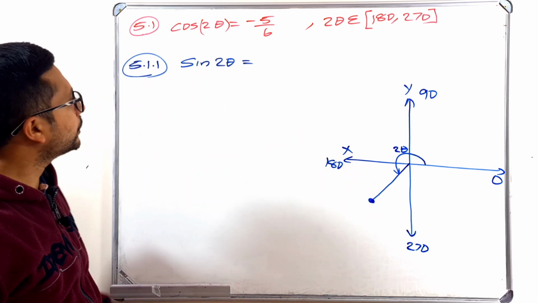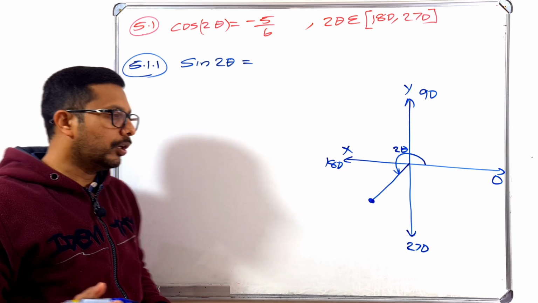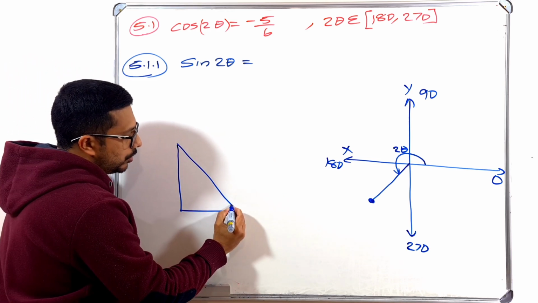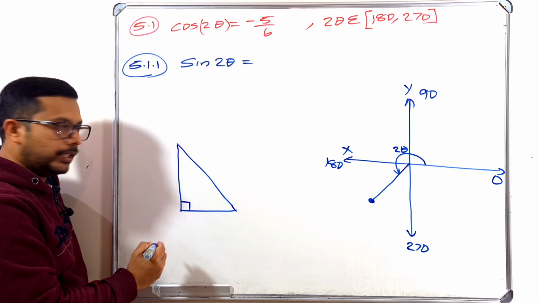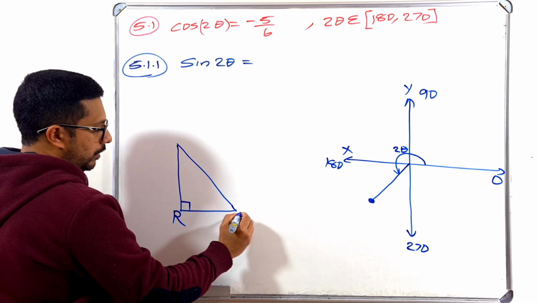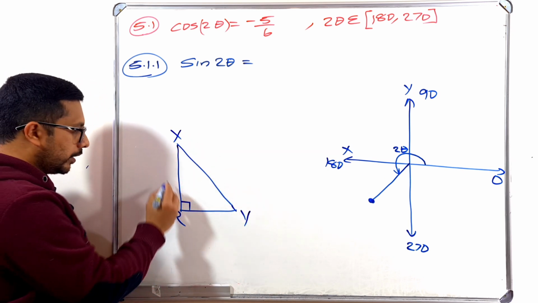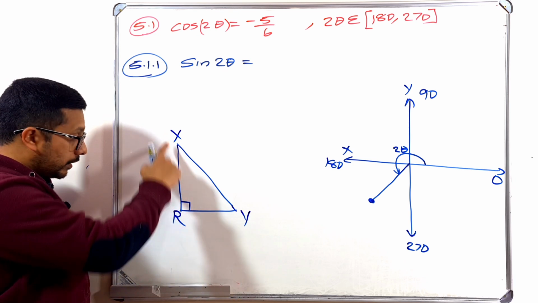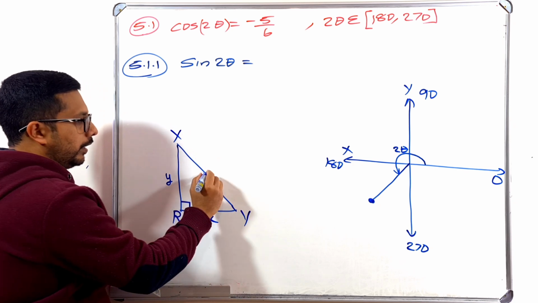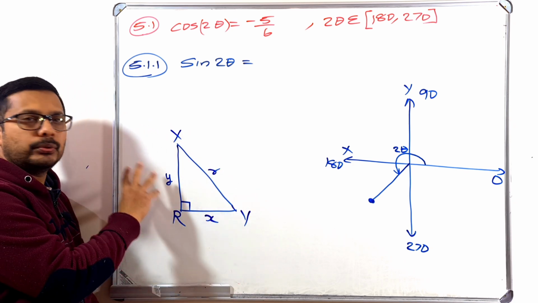Now maybe in your school you studied the opposite side. Assume that this angle is 90 degrees, and let me call this side r. This is capital Y and this is capital X. This side is small letter y, this side is small letter x, and this one is r. Try to practice like this. It is better to do it like this.